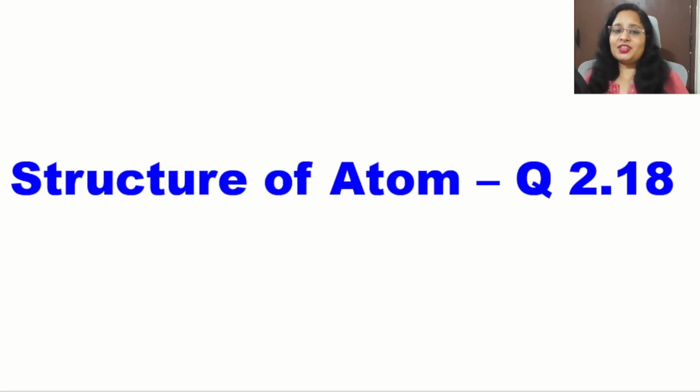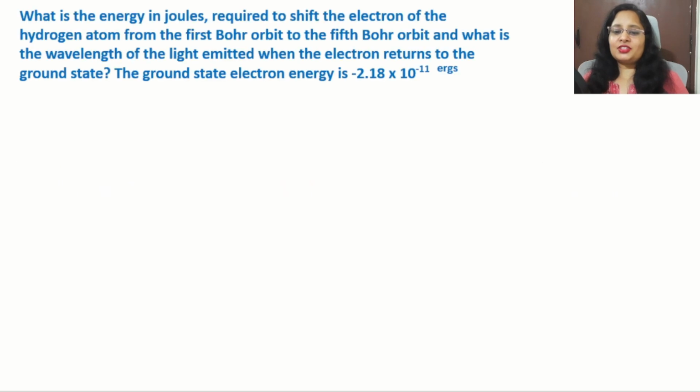So friends, today's video is question number 2.18 from NCERT textbook class 11 and the chapter name is Structure of Atom. Let's check the question. What is the energy in joules required to shift the electron of the hydrogen atom from the first Bohr orbit to the fifth Bohr orbit? And what is the wavelength of the light emitted when the electron returns to the ground state? The ground state electron energy is minus 2.18 into 10 to the power minus 11 ergs.